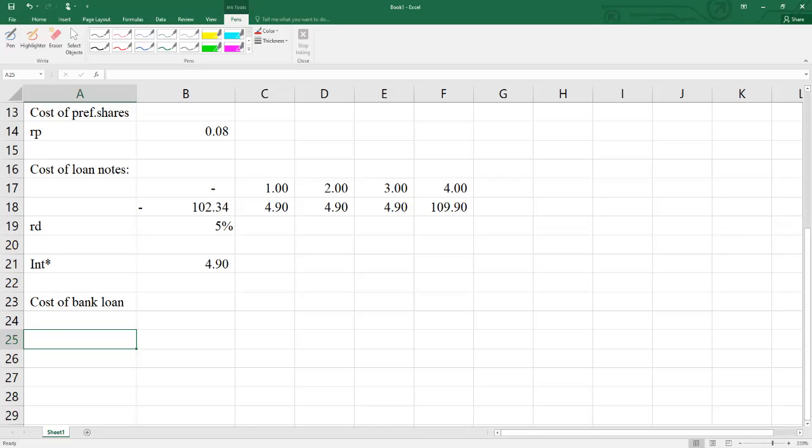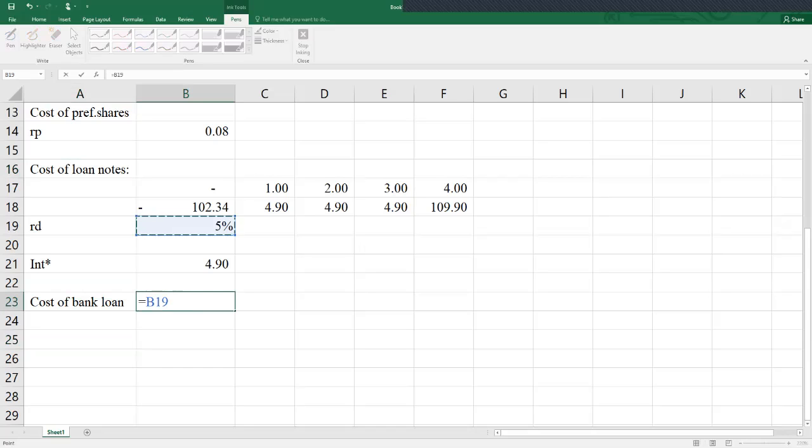We assume that since this bank loan is variable, which means its rate is fluctuating, the cost of this bank loan will be the cost of any other loan instrument that this company has. In this case, this company has a bond. Therefore the cost of the bond becomes the cost of this bank loan, which is equal to the 5% you have here.